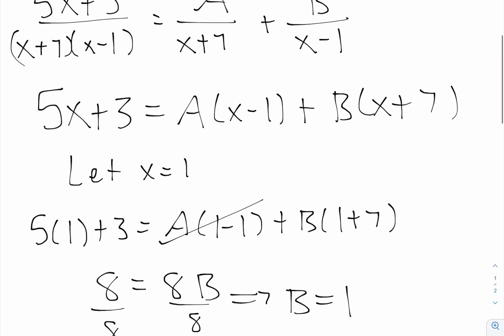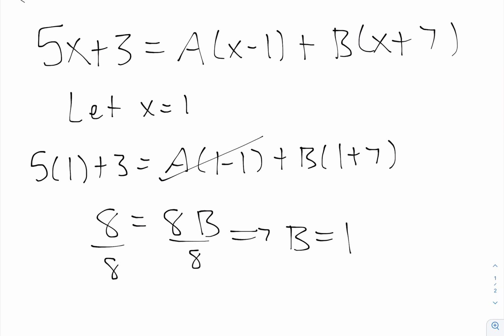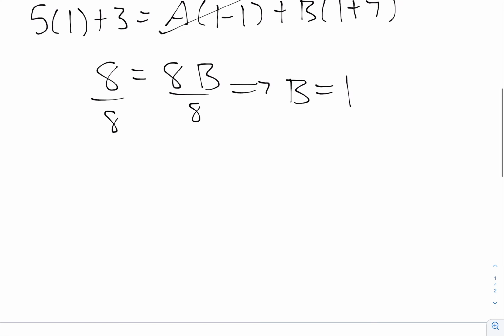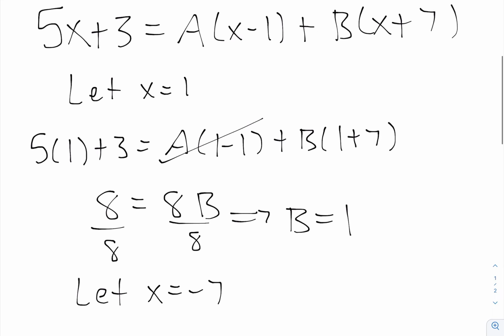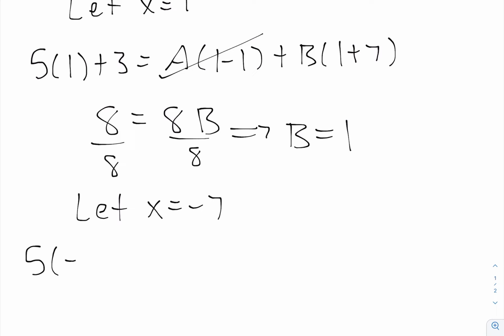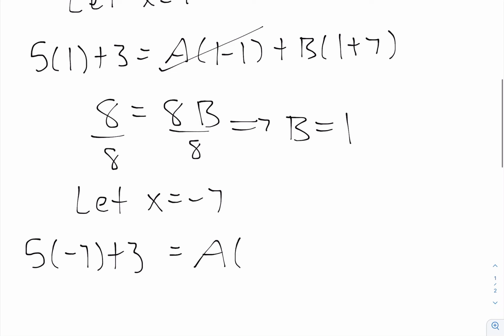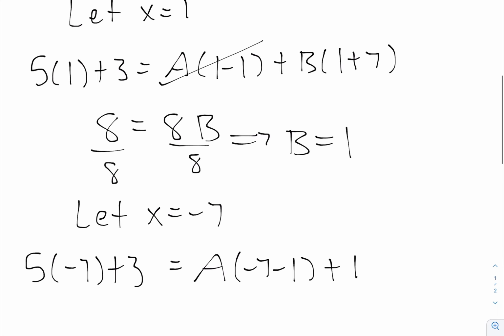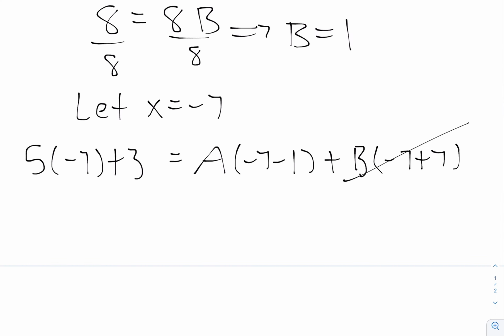Well, that's great. We didn't even need a system of equations. We were just tricky by putting in x equals 1 into this equation. And we can do the exact same thing with x is negative 7, because when x is negative 7, the B term will now disappear. So we'll say let x equal negative 7. When x is negative 7, this will be 5 times negative 7 plus 3, equal to A times negative 7 minus 1. Notice how this doesn't disappear anymore, because that's going to be negative 8A. But then we'll have plus B times negative 7 plus 7. Negative 7 plus 7 is 0, so this term is gone.